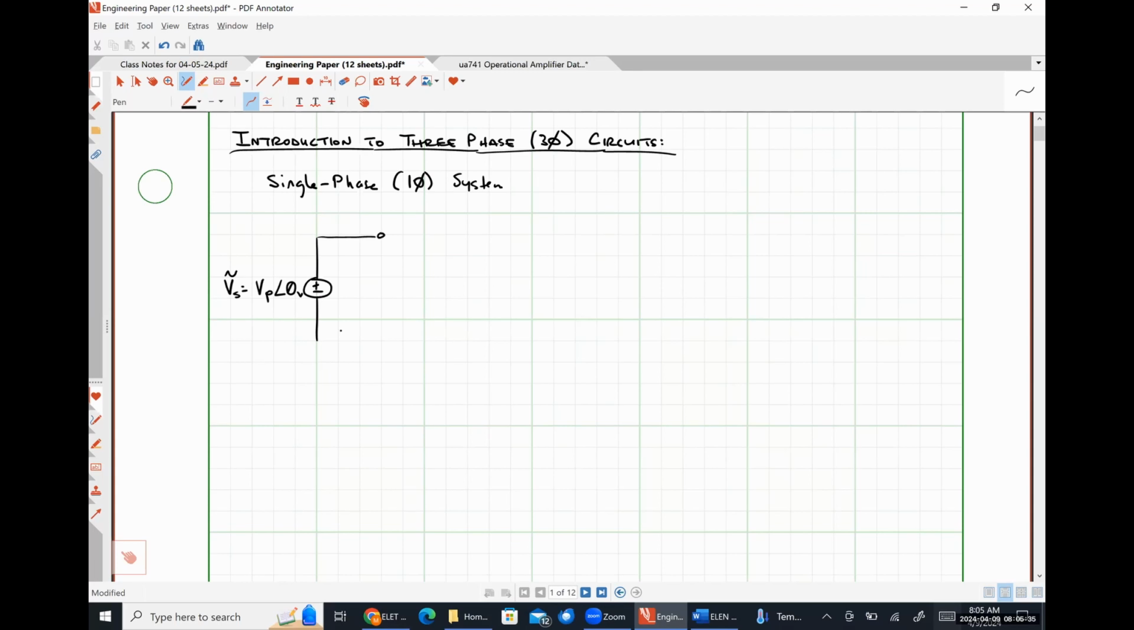I'm going to put some terminals here. Then we're going to have wires, which may or may not have some associated impedance. All of them will really have an associated impedance, but it kind of depends on whether the wire is long enough for it to actually matter. And then on this side, we're going to have a load.